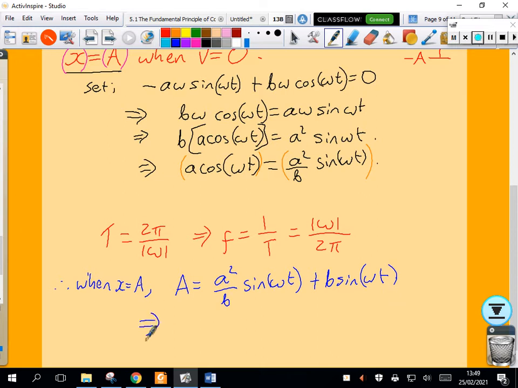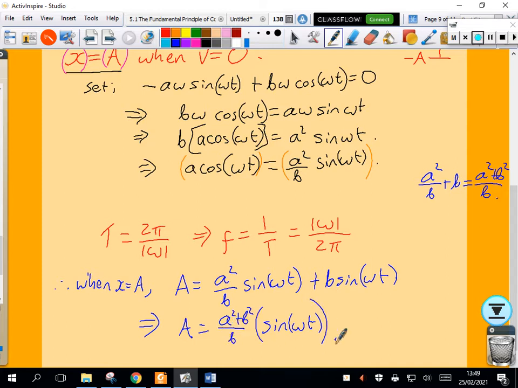And what I can do is say, well, that means the amplitude is going to be... I'm going to factor out a sine omega t from these two terms. And what I'll get is a squared over b plus b. And a squared over b plus b can be written as a single fraction: a squared plus b squared over b. Okay, so that's my amplitude. Now again, I still have it in terms of sine omega t. I'm just going to keep that in my back pocket for the moment.